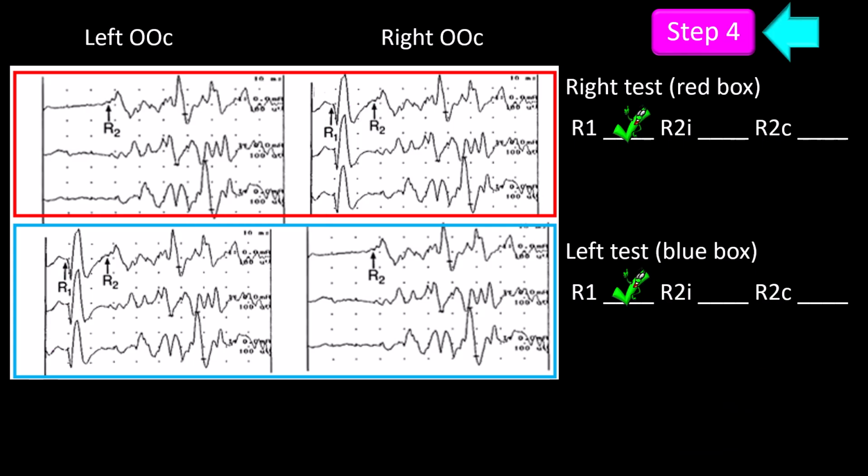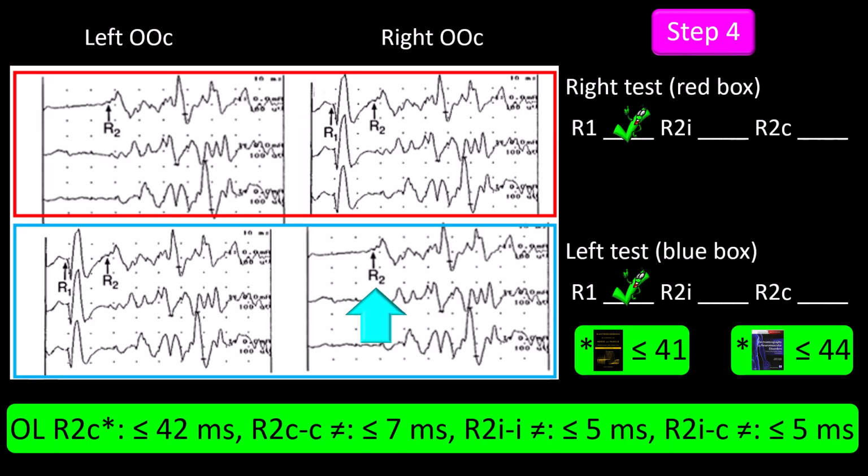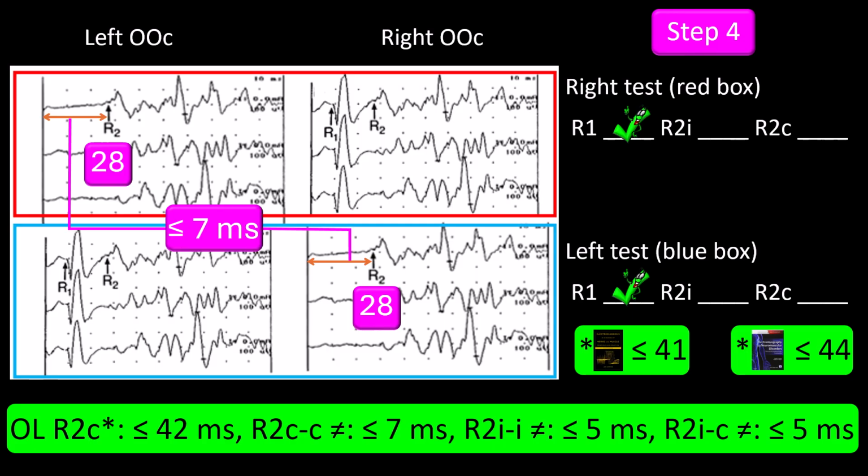It consists of the evaluation of R2 contralateral. I start by assessing left R2 contralateral. In this frame, I have introduced normal values for R2 contralateral from different sources. Equal or less than 42 milliseconds is from our lab's control. Equal or less than 41 milliseconds is from Kimura's book. And equal or less than 44 milliseconds is from Preston and Shapiro's book. Left R2 contralateral onset latency in this study is 28 milliseconds, less than any control. Then I assess right R2 contralateral onset latency, which is also 28 milliseconds. And then I calculate the difference between them, which is 0. This is normal because a separation of up to 7 milliseconds is acceptable.